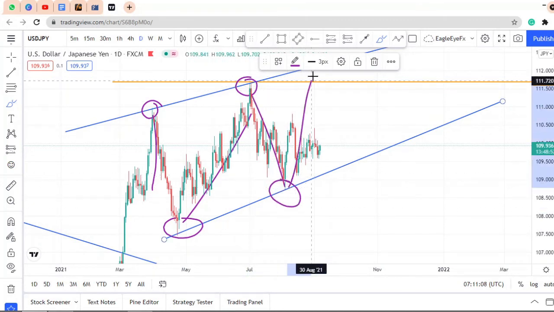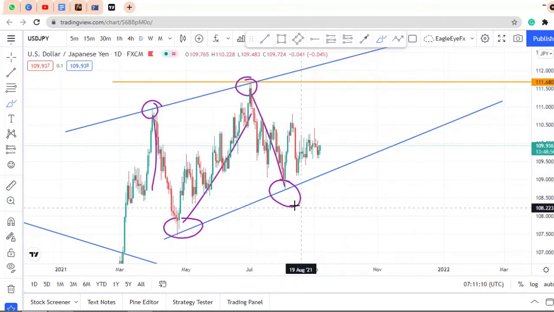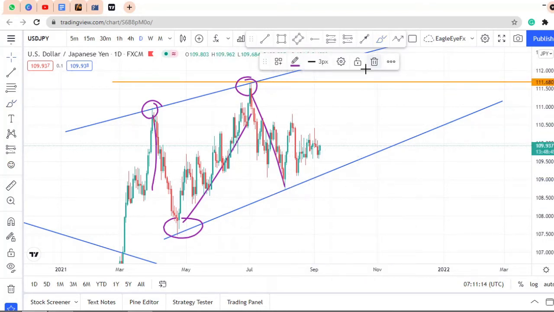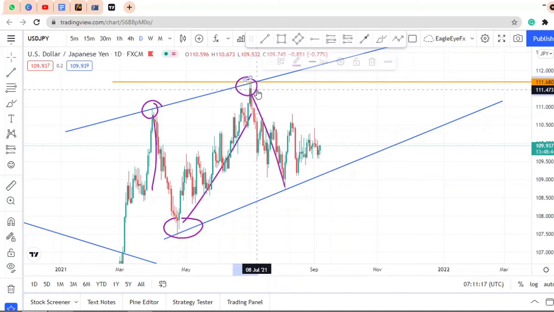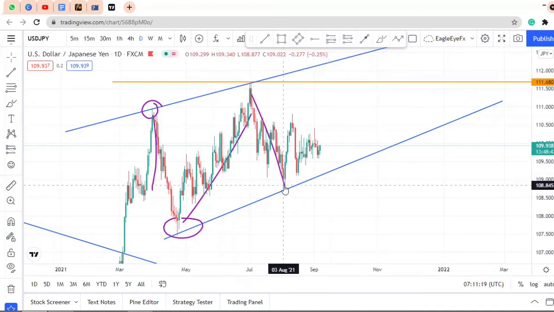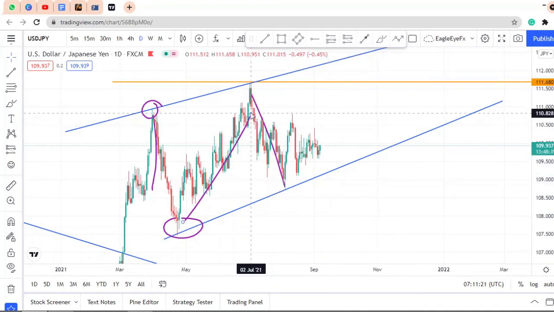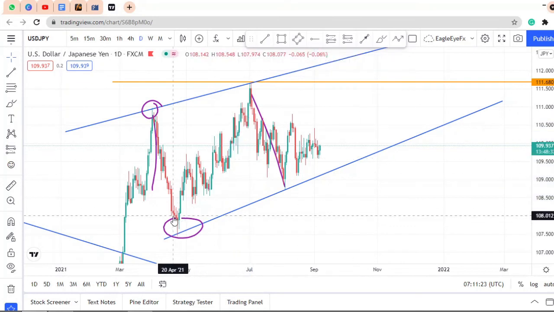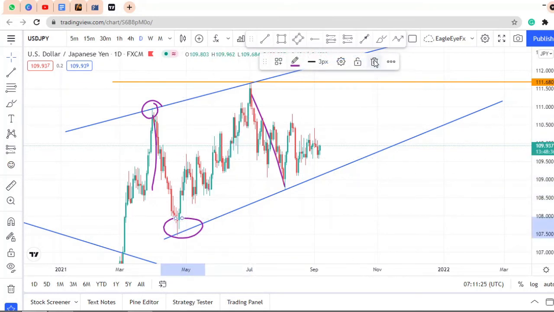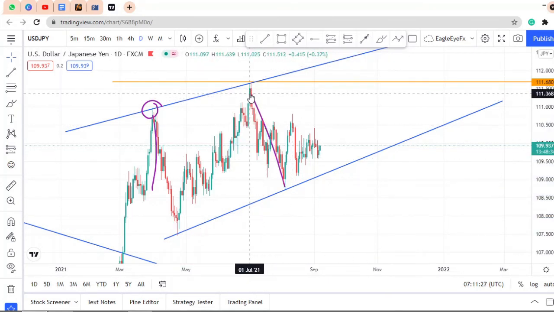So I'm expecting this market to push up because it has already come down to this supporting trend line. Right, it came from a resisting trend line and now it's on the supporting trend line. Okay, so let's carry on.